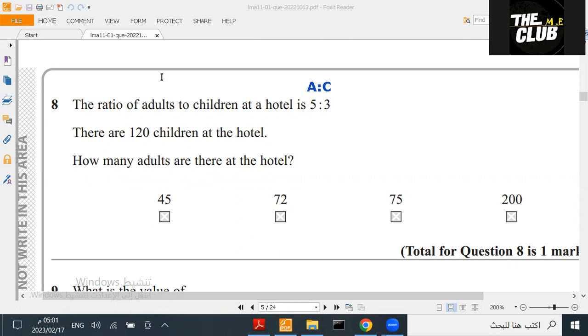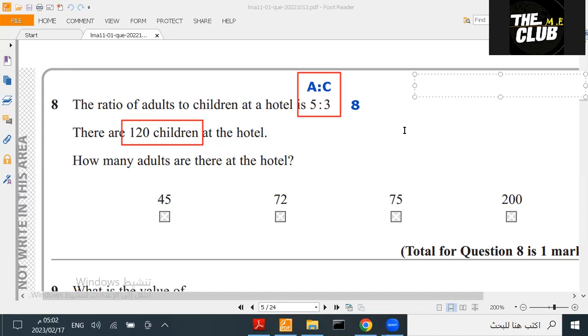We are told the number of children is 120, and my ratio is 5 to 3. How do I do it? First thing, I'm going to add the ratios together. Adding the ratios gives 8, the total ratio. How can I find the children? There are 120 children at the hotel.